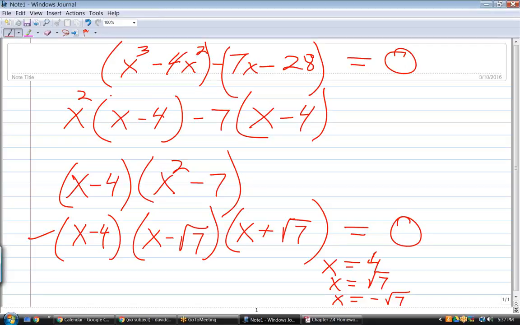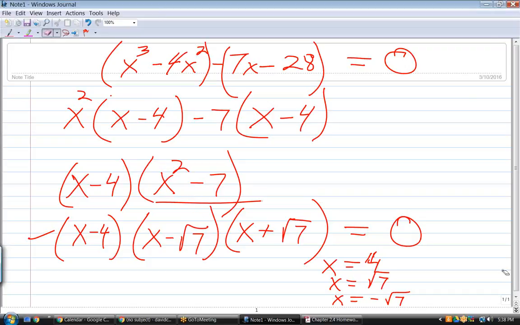What we actually have is one rational zero and 2 irrational zeros. And these irrational zeros almost always come in pairs. If I were to use the quadratic formula on that to break it down, I would have gotten plus square root of 7 and minus square root of 7.